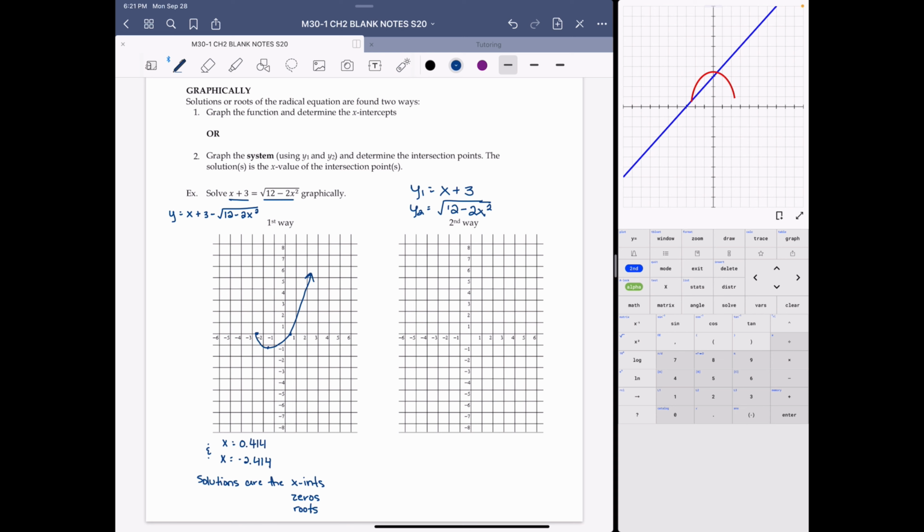X plus 3 is a linear with a slope of 1 and a y-intercept of 3. Let's graph that. Y-intercept at 3, slope positive 1, so up 1, right 1, up 1, right 1, up 1, right 1, and then down and to the left 1, down and to the left. I can join my points with a line.